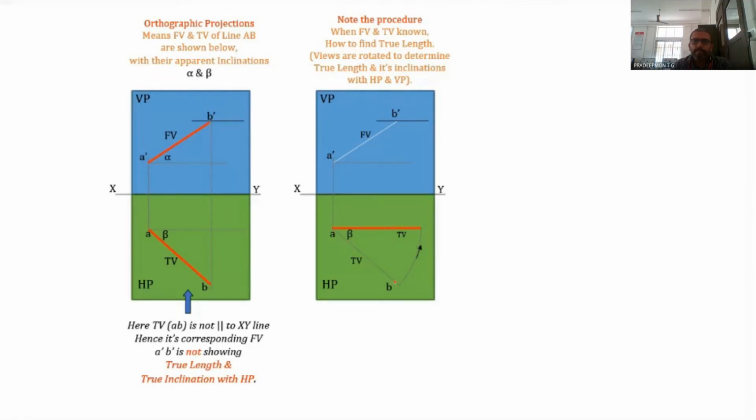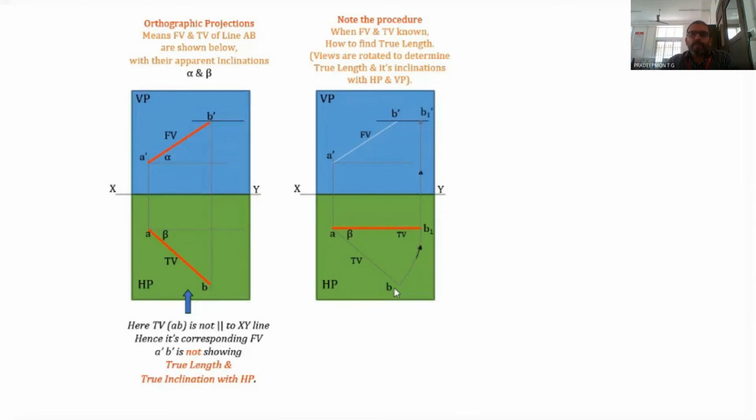Since we are creating a circular arc, rotating it in such a way that a is kept as the center and ab is rotated, this length will be equal to this length. So the length of the top view doesn't change, and this point we denote as b1. Corresponding to b1, we find b1 dash. ab1 is of the same length as ab, and b1 we project to the locus of b dash. So this is b1 dash.